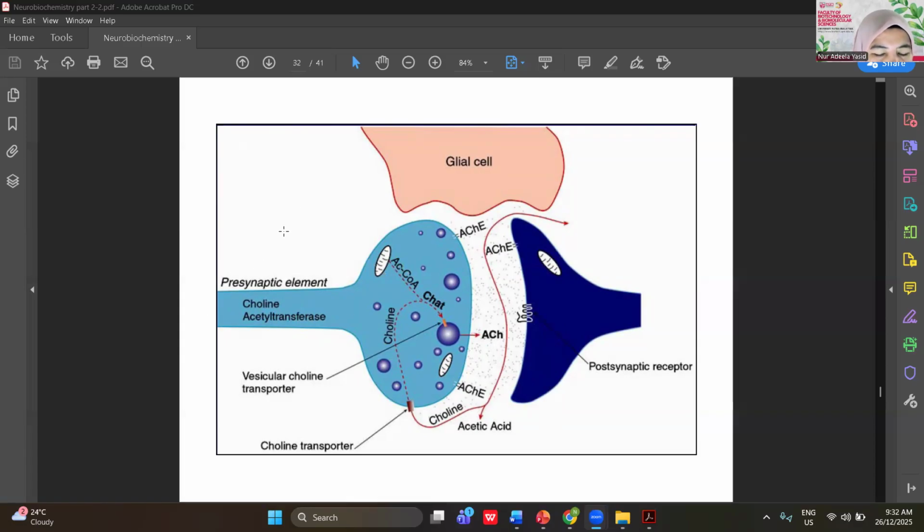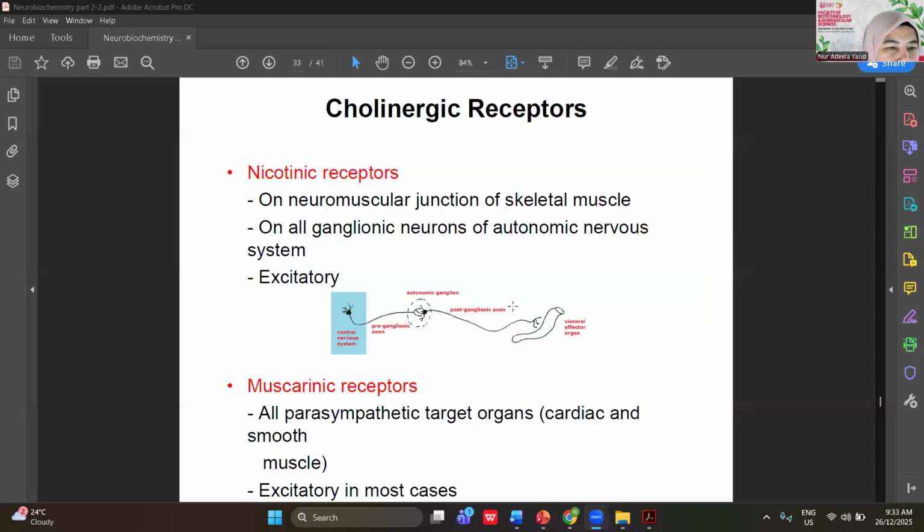Then acetylcholine is stored in synaptic vesicles via a vesicular transporter within the presynaptic neuron. Upon stimulation, acetylcholine is released into the synaptic cleft and binds to the postsynaptic receptor, initiating a response in the postsynaptic neuron. Then this acetylcholine is broken down in the synaptic cleft into choline and acetic acid, and the choline transporter takes choline back into the presynaptic neuron.